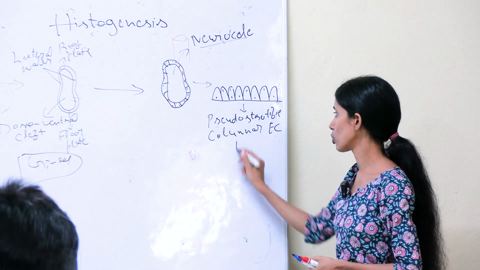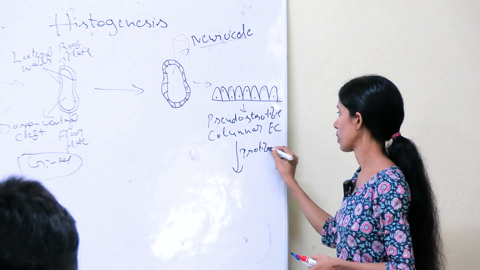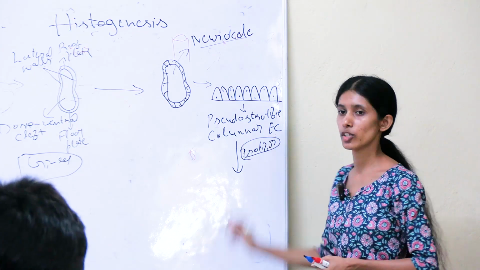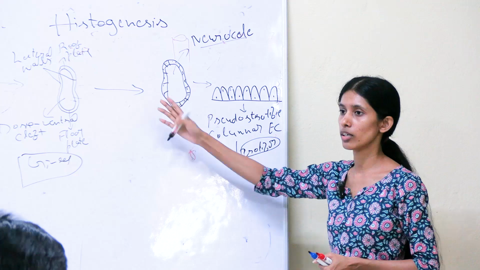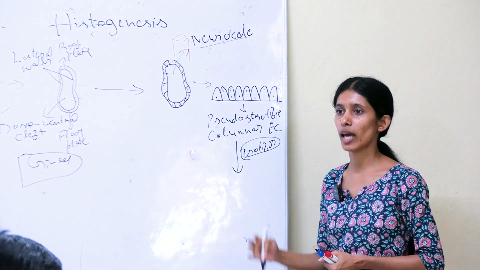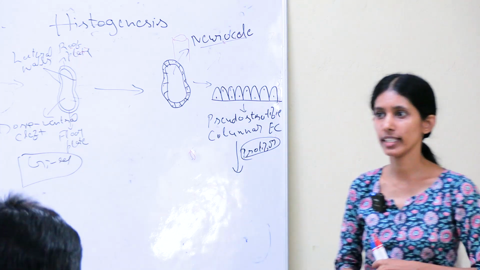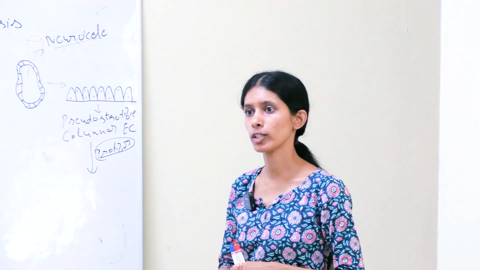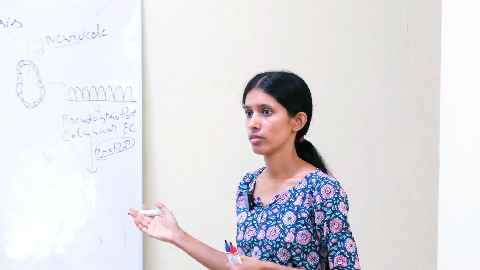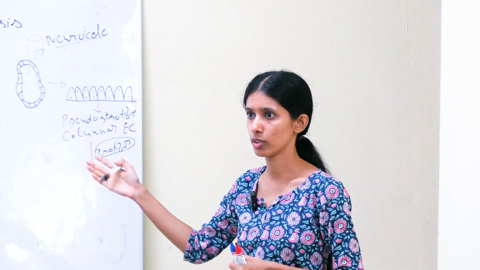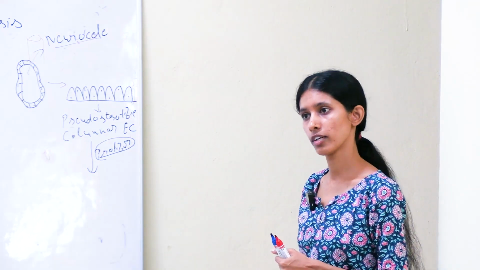Okay. So now these pseudostratified columnar epithelial cells will undergo proliferation. Once the proliferation takes place, what types of cells can we see here? Since this is part of your CNS, what types of cells can we see here? Your brain and spinal cord are part of your central nervous system, right? The development also takes place from the neural tube. So what type of cells can we see here after the proliferation? Nerve cells, very good.